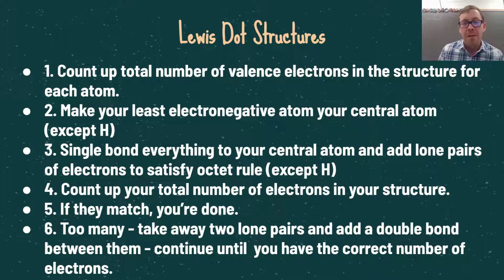Step 3 is to single bond everything to your central atom and add lone pairs of electrons to satisfy your octet rule, except for hydrogen. So we're going to single bond everything to our central atom.